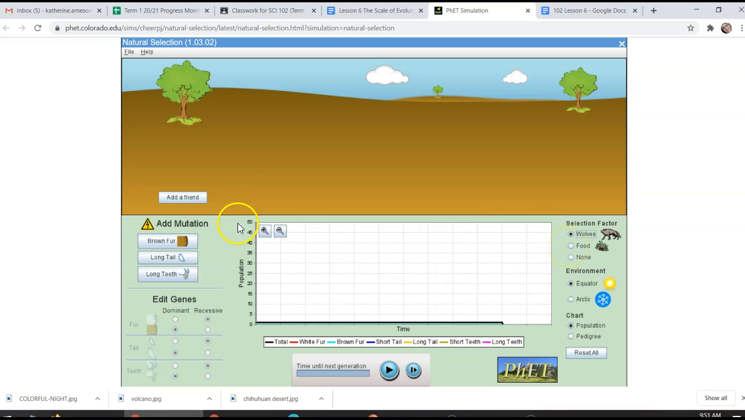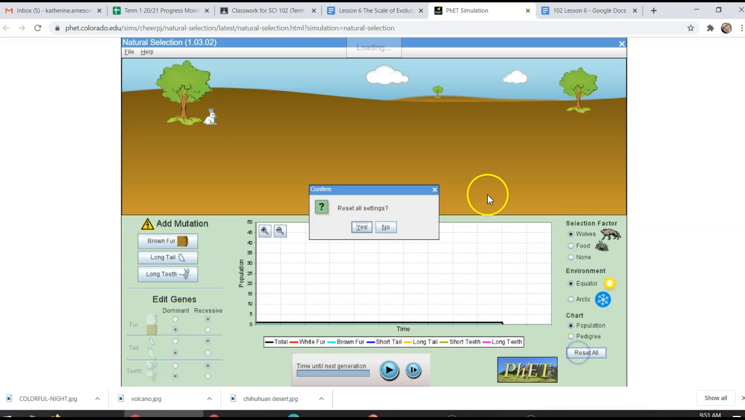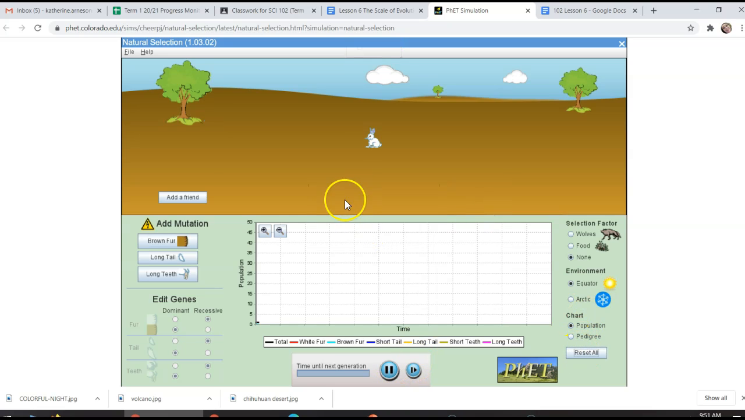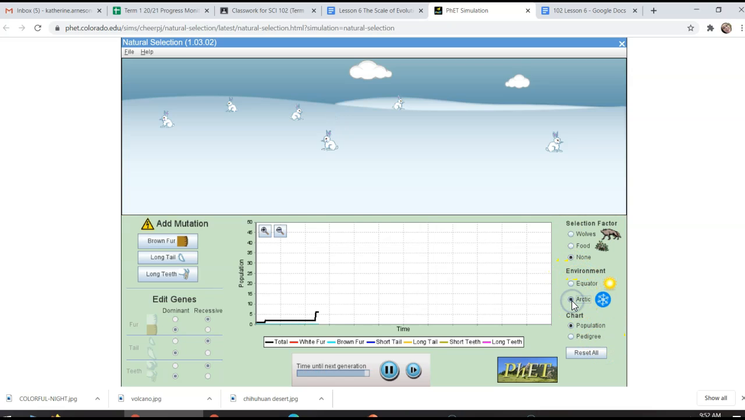When you do this, I'm going to have to start the simulation over again because I only have one bunny. Oh no, I think my bunny died. Hold on. Reset all. Okay, yes, reset. So here's my bunny. I'm going to add a friend because you need a friend to reproduce and have more bunnies. And then there are also going to be two environments. We're going to be at the equator and we're going to be at the Arctic.